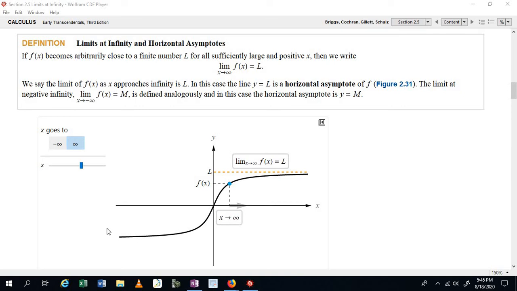Hello again. In this video, I'm going to go over section 2.5, which is about limits at infinity.